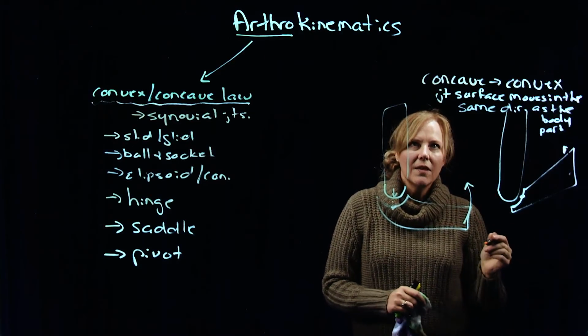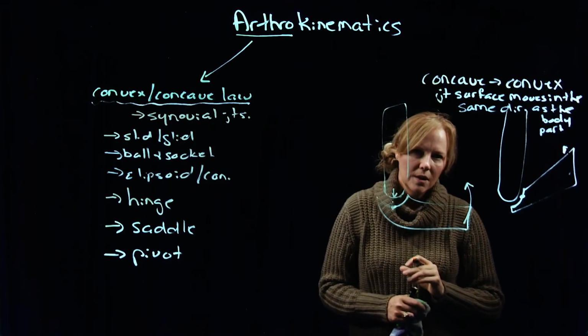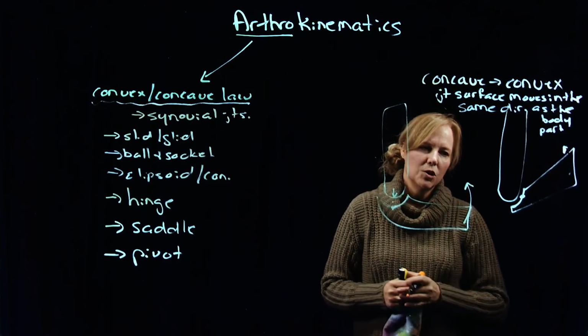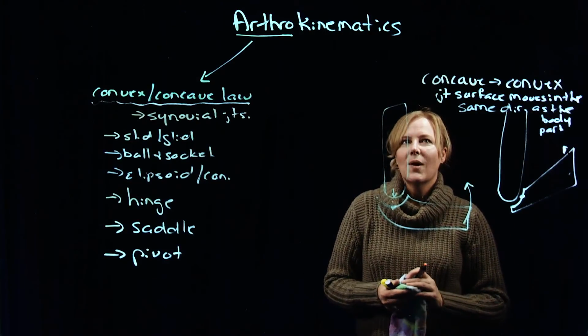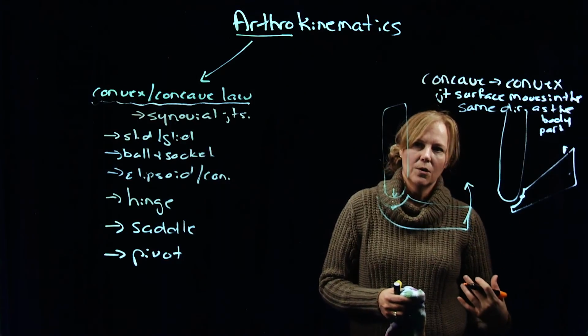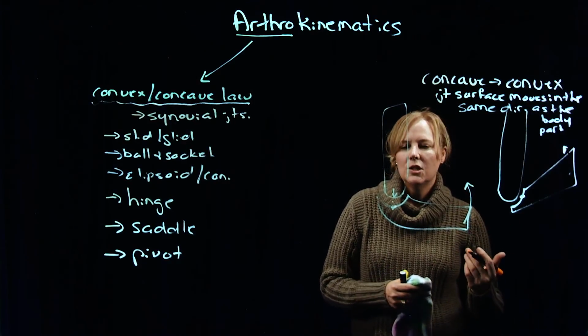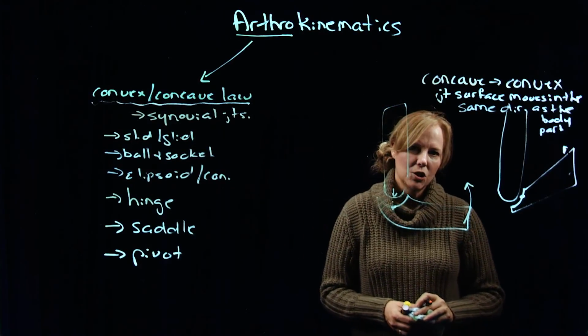In order to apply the convex-concave law, you actually need to know the different components of the joint and which part is convex and which part is concave. So as we work through each area from the shoulder on down to the lower extremities, we will be looking at each joint surface, and by the end you will be able to apply the convex-concave law at each joint surface.